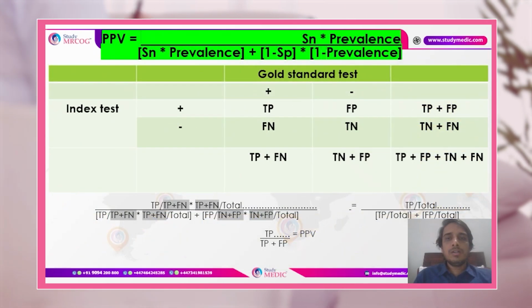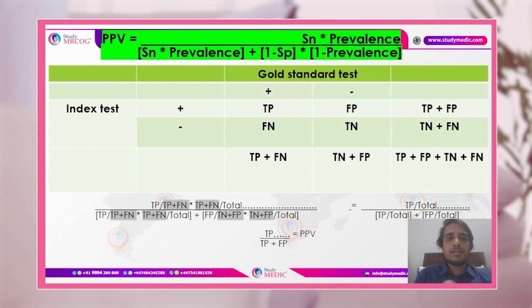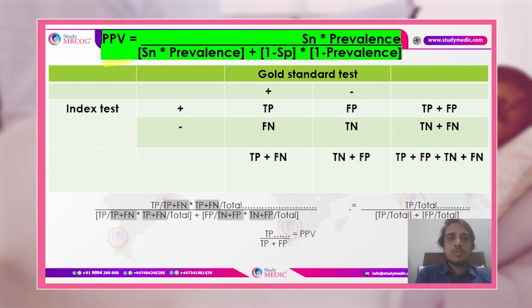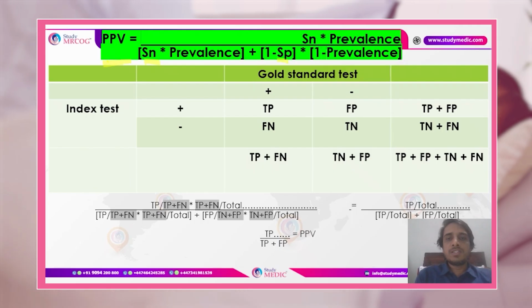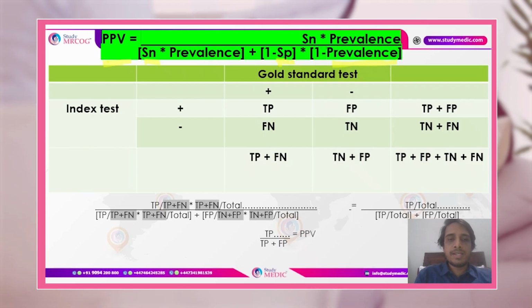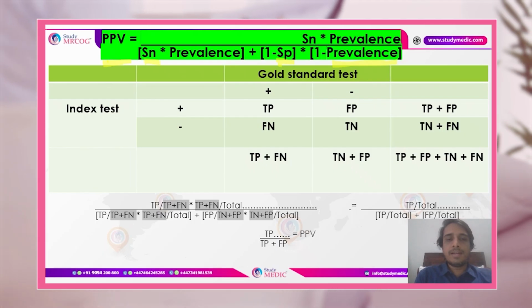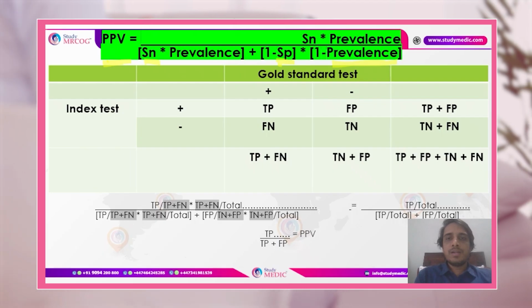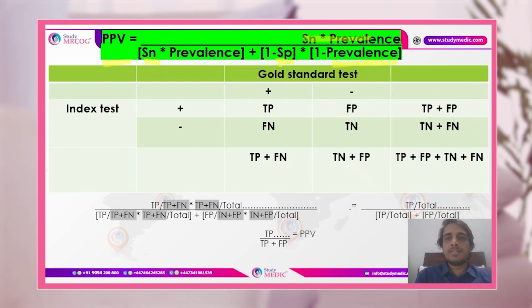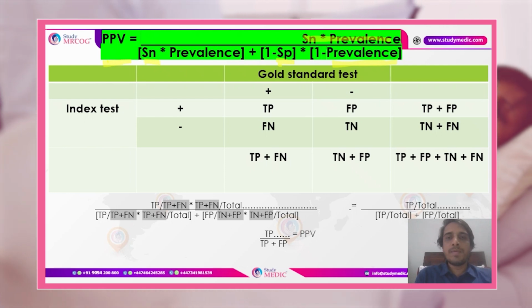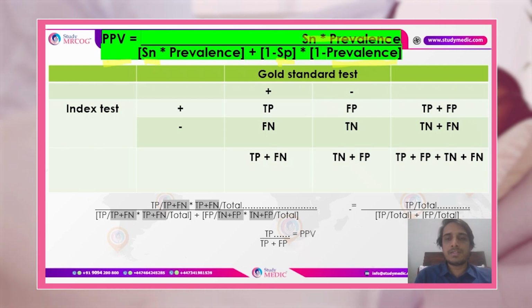Now, how to calculate positive predictive value when we are given sensitivity, specificity and prevalence? We can use the Bayes theorem to calculate that. So what is the formula? The formula is sensitivity into prevalence divided by sensitivity into prevalence plus 1 minus specificity into 1 minus prevalence. This follows the Bayes theorem.